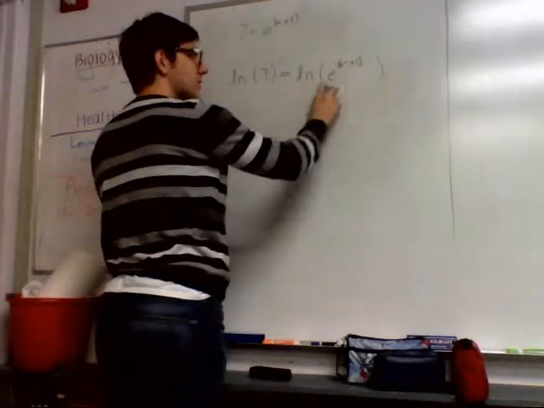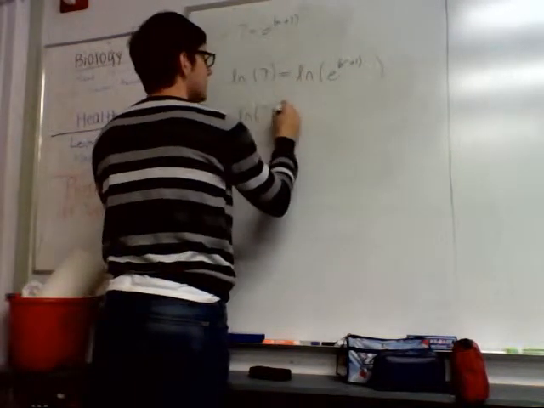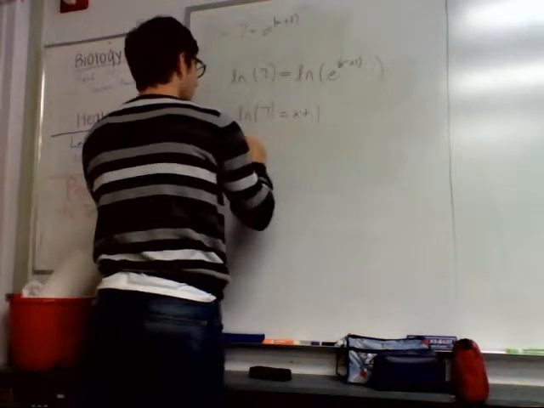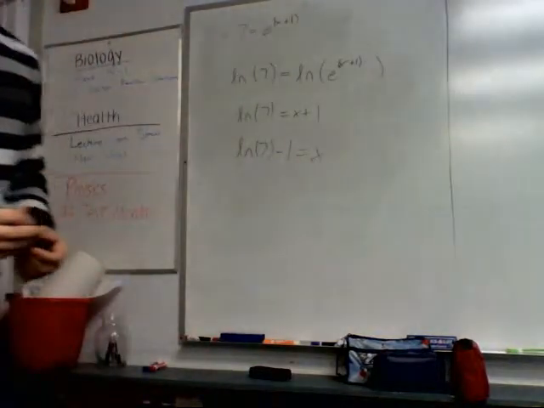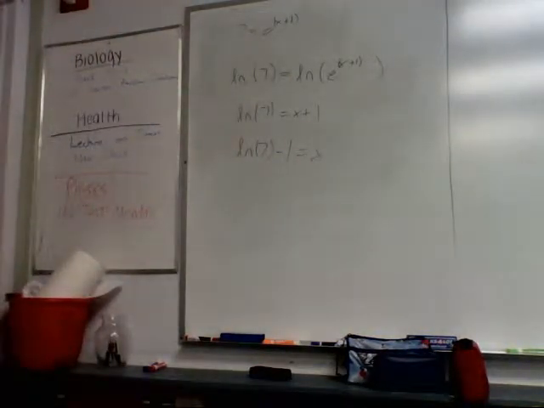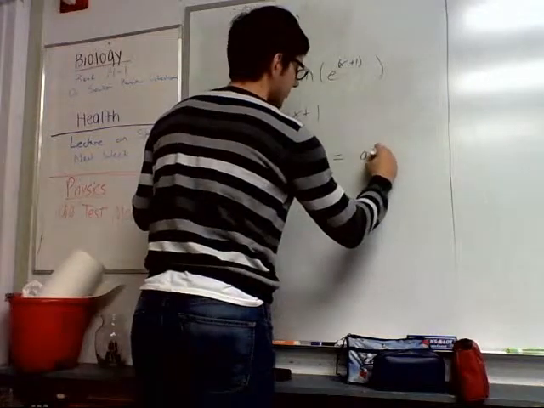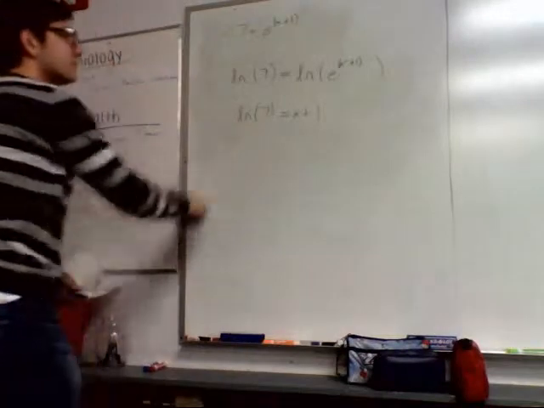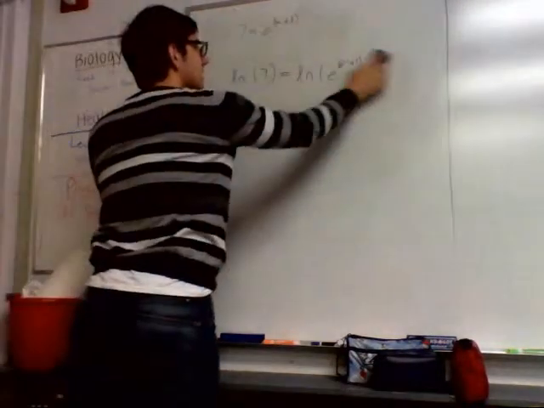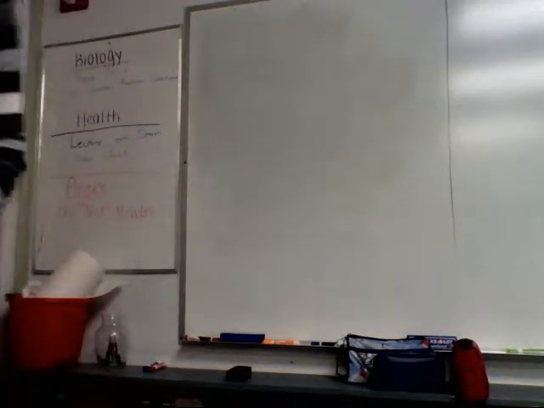So since it's e to the x plus 1, e and ln cancel. So what we have is ln of 7 is equal to x plus 1. Ln of 7 minus 1 equals x. Fairly straightforward. And you just evaluate for the log and subtract the 1 and you have an answer. Apparently it's 0.946 or something. Yeah, so that's straightforward. So they're inverses of each other, and it makes computation not too bad, knowing that property.